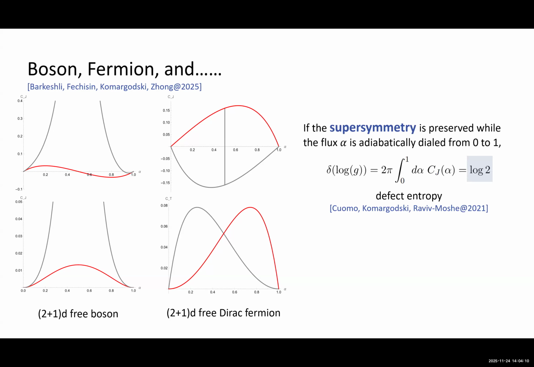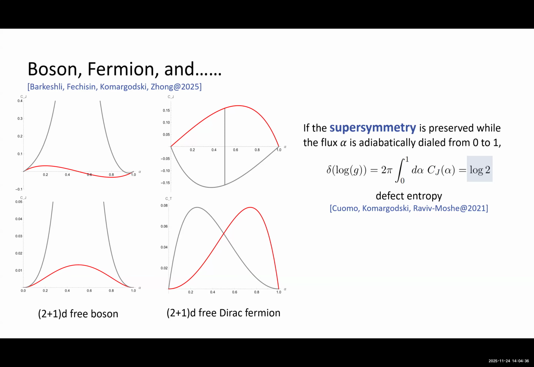And by preserving the supersymmetry and adiabatically dialing the flux from 0 to 1, you actually do not end up with the same trivial defect that you start with. This holonomy of the fixed point somehow leads to an extra qubit localized at the defect location, as indicated by the defect entropy function, which is just a funny fact that I want to entertain you with.